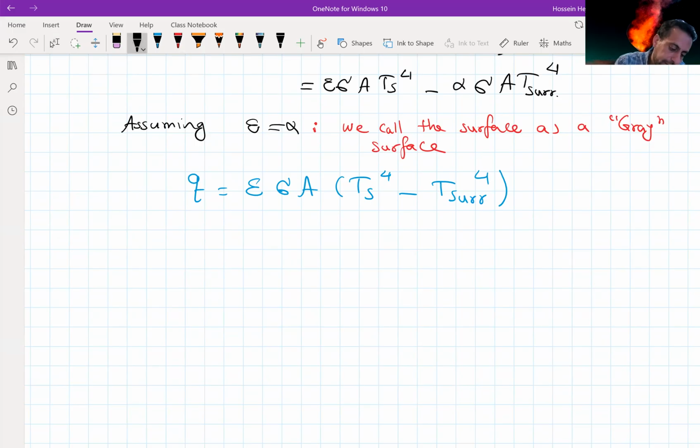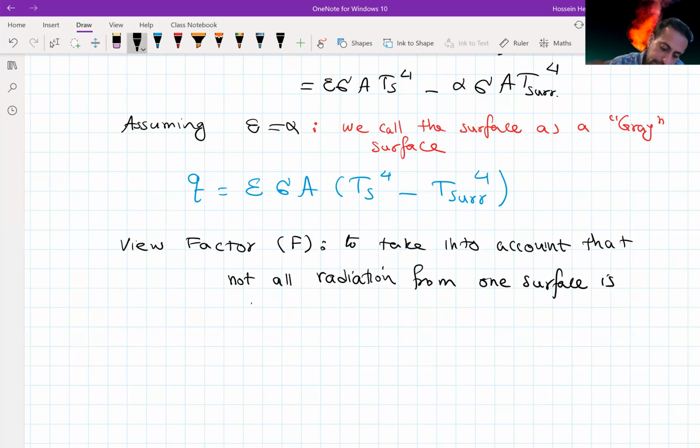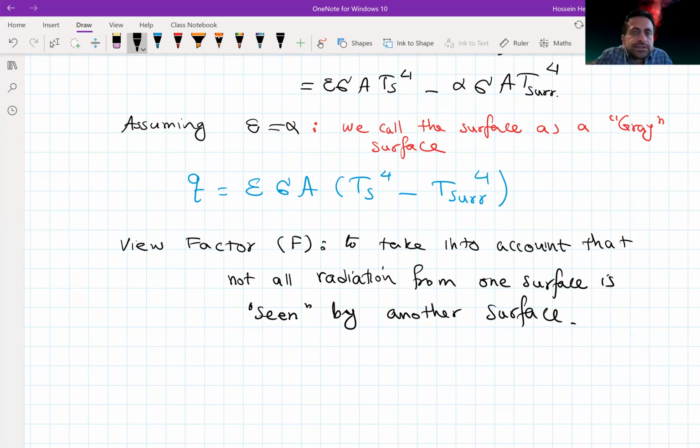Remember that here I was mentioning that we have a small object in a big surrounding, and that was because I wanted to have 100% viewing, but viewing couldn't be really 100% in many cases. So we define another factor as a view factor, or F. What it means is to take into account that not all radiation from one surface is seen by another surface. We will go more into the details of radiation later on.